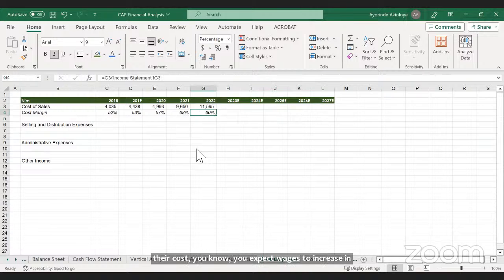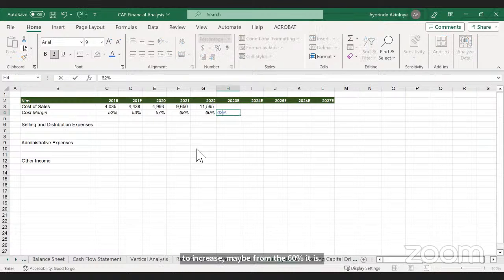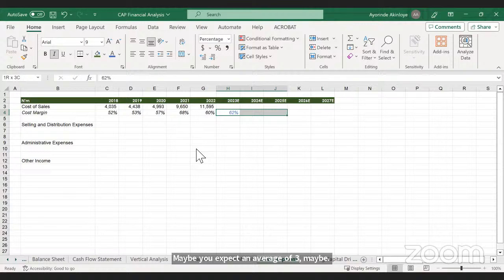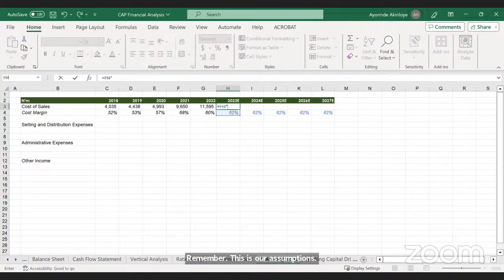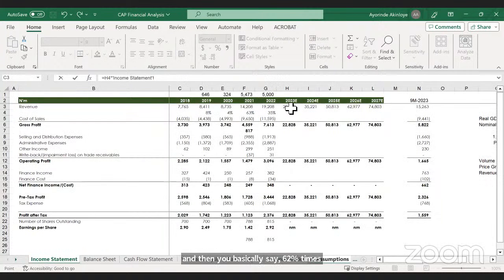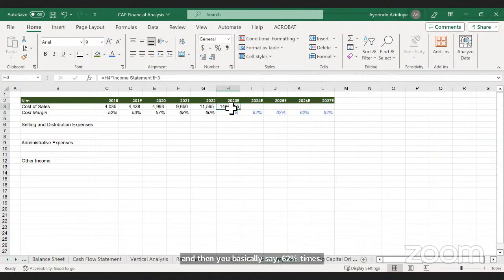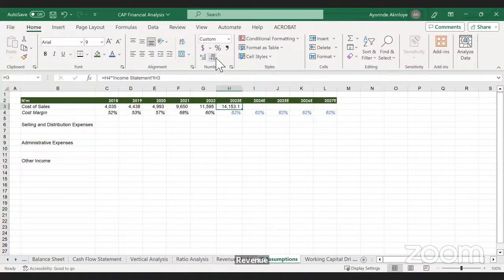So if you expect it to increase, maybe from the 60% it is, maybe you expect an average of, say, 62% over the next few years. You just put 62%. Whatever figure you are getting, whatever figure is your assumption. Remember, these are assumptions. You put the figure and then you basically say 62% times revenue. And that will be your cost of sales for 2023.